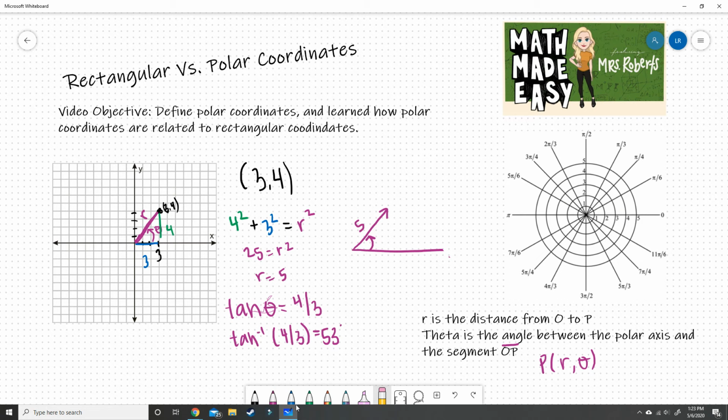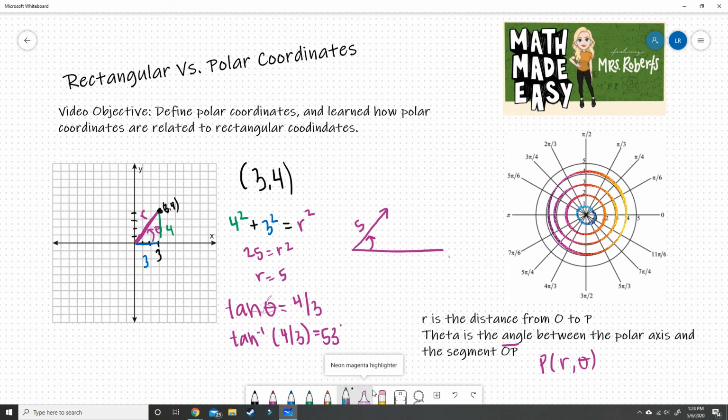So looking at this graph here, what you will see are little circles, and each of those circles is a radius. It is a distance from the origin. So anywhere along this circle, I am 1 unit away from the origin. Anywhere along this circle, I am 2 units away from the origin. Anywhere along this circle, I am 3 units away from the origin. Anywhere on this circle, I'm 4 units away from the origin, and so forth.